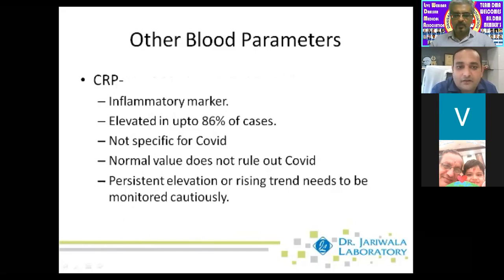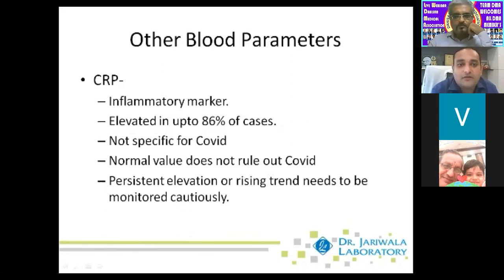If a patient is found to be having an elevated CRP, then there is definitely a justification for further investigation in these kind of patients. However, as I mentioned, it is seen in only up to 86% of the cases, and that does not mean that a normal CRP rules out COVID. We need to look at the other clinical and hematological parameters also. And a persistently elevated CRP or a rising trend in a CRP level is again associated with a poor prognosis.